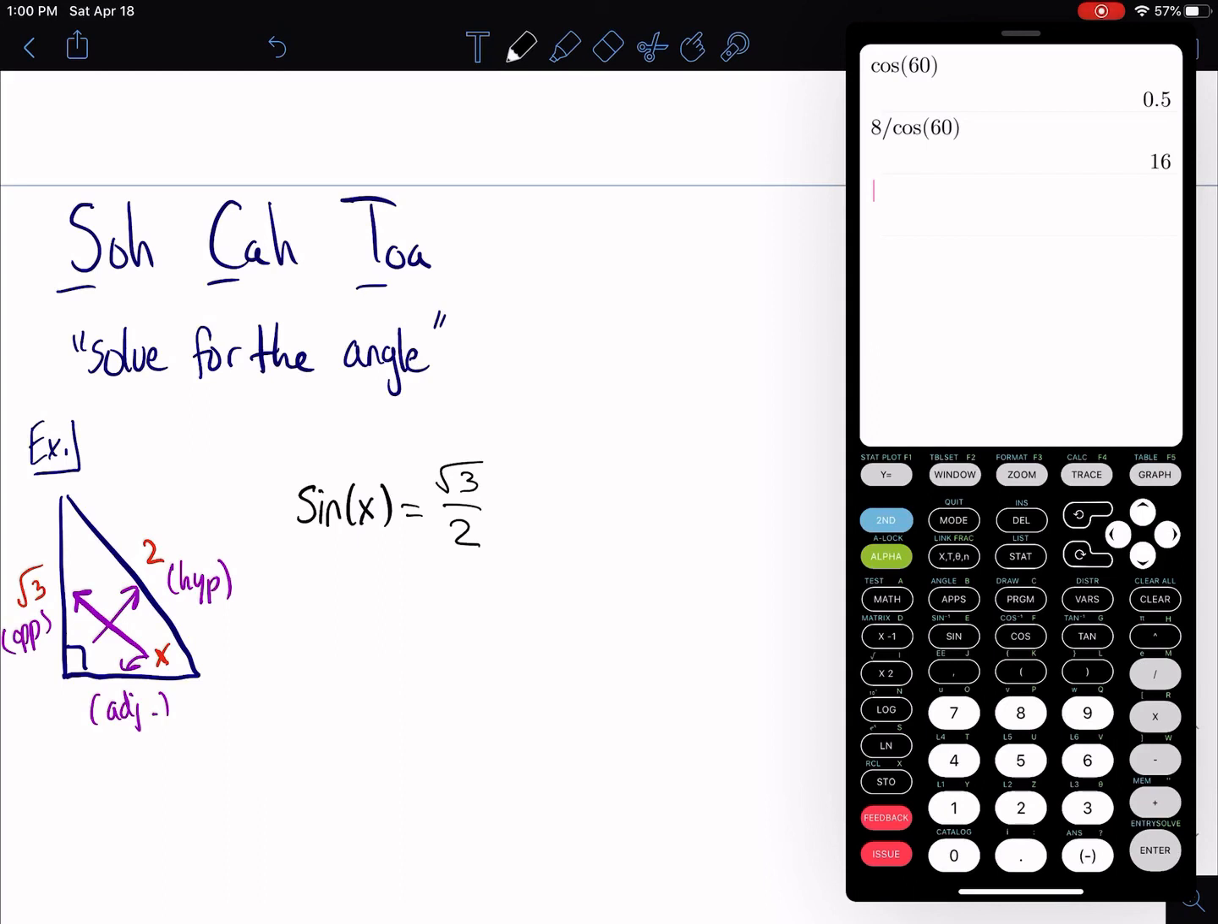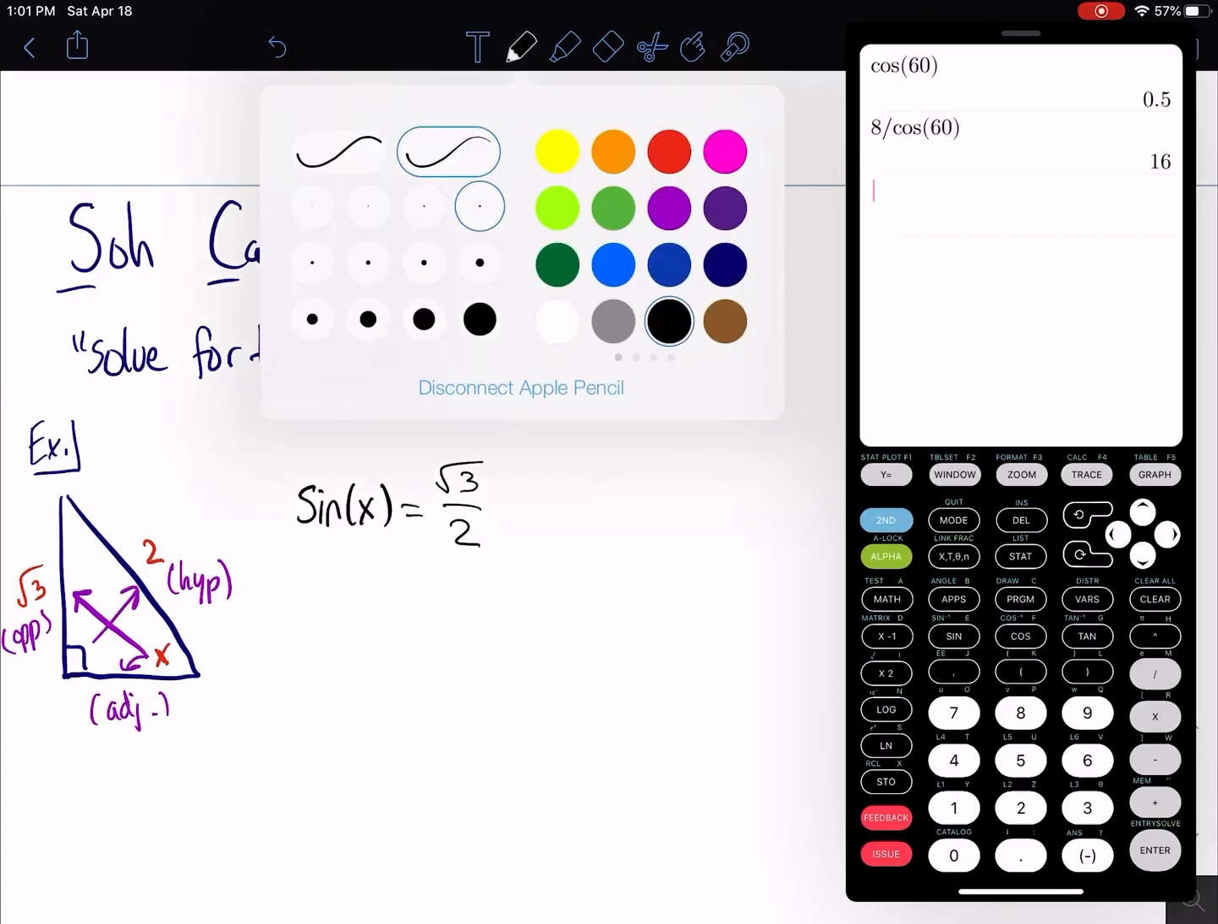Here, though, they're not. They're asking us to solve for the angle. We want to know, what does X equal? And so this is where that second button on your calculator comes in. This sine -1, cosine -1, tangent -1, we call that arc sine, arc cosine, or arc tangent. That's how we would pronounce that.